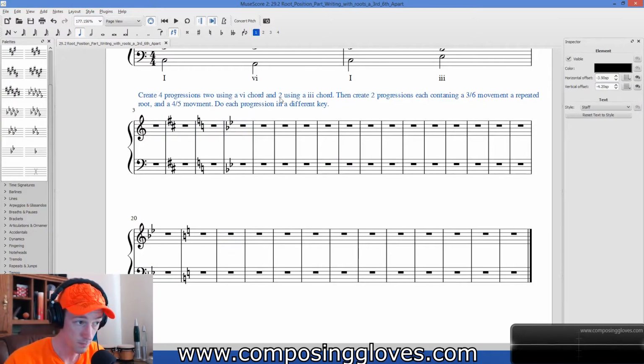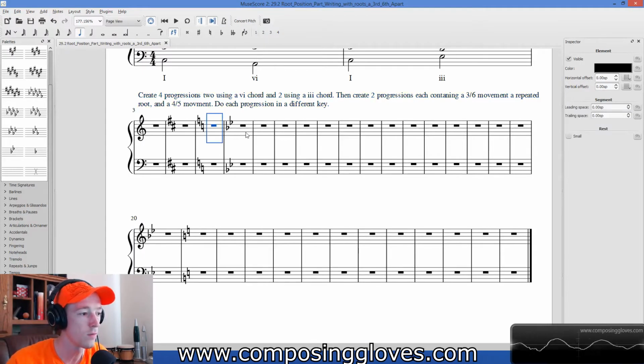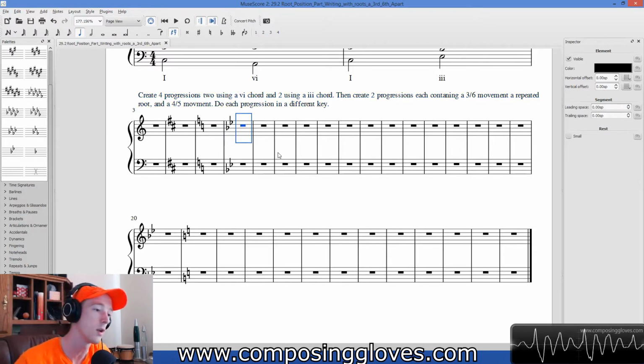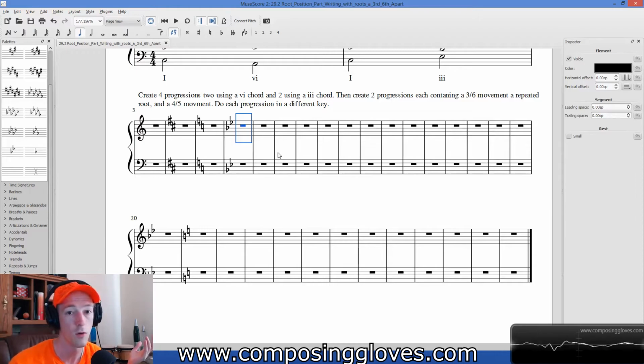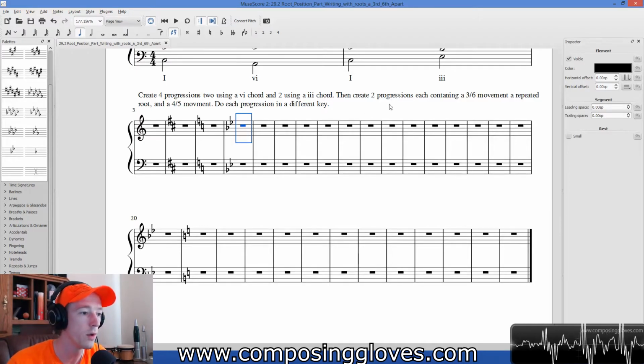And in each one, 2 of them should include a 6 chord. So you're going to somehow get to a 6 chord. That's all I'm saying. And the other 2 should involve a 3 chord somehow. Maybe you're going to go from a 1 chord to a 3 chord. Maybe you're going to go down instead. Maybe you're going to pull a fast one and go from a 5 chord to a 3 chord. Whatever you want to do, just involve those chords as a criteria.